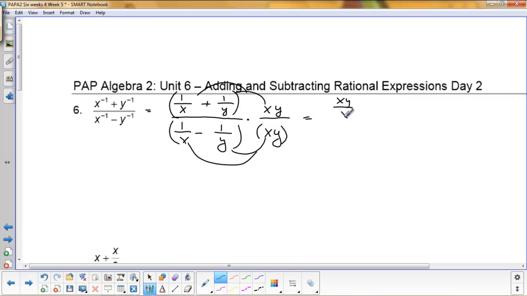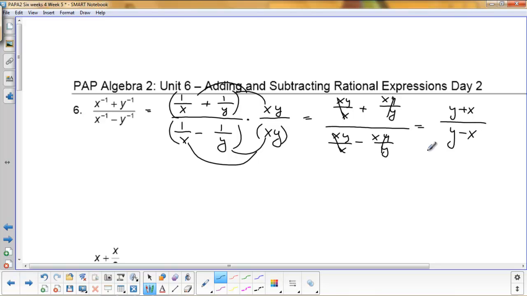xy divided by x plus xy divided by y all over xy over x minus xy over y. Cancel. On the top you get y plus x. Cancel. On the bottom you get y minus x.